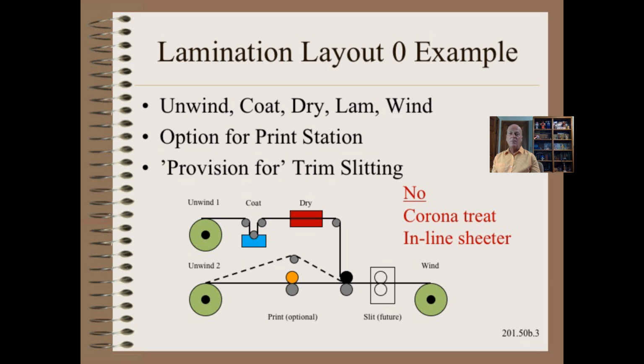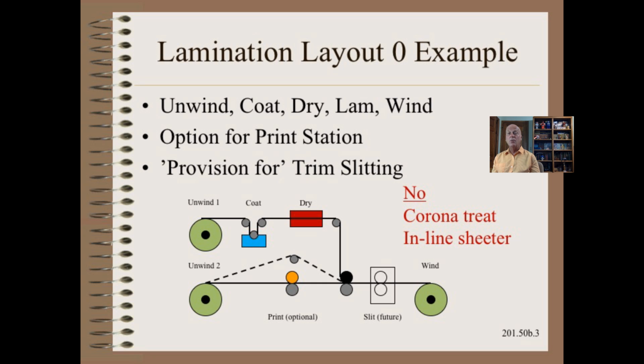So, what must any laminator do? Well, it must unwind ply number 1 and coat on the side that will be married to ply number 2. Most coatings need to be dried. Lamination will be made with a nipped roller pair that we will discuss in more detail later. Finally, we need an unwind for ply number 2 as well as a winder for the laminate.